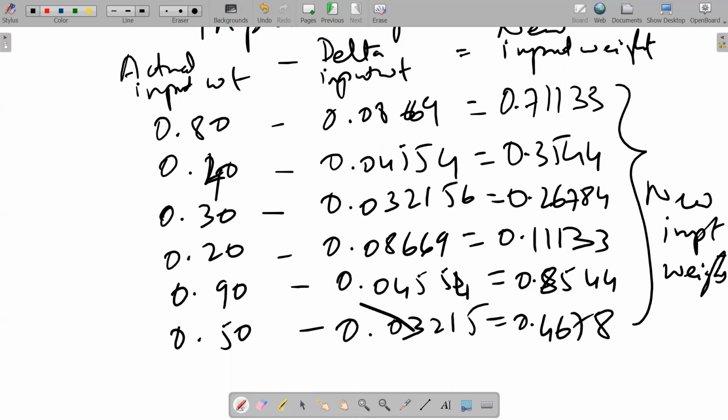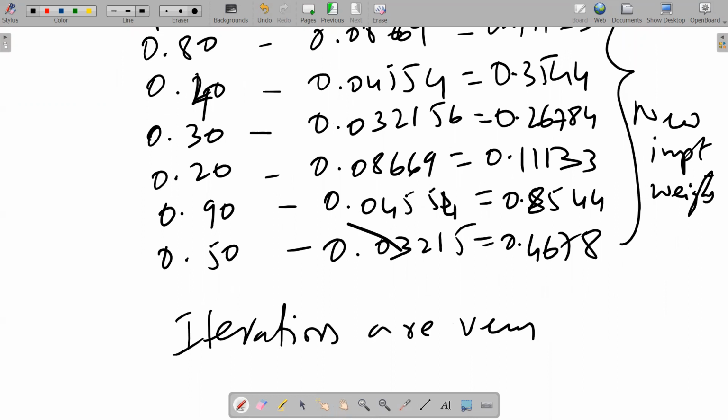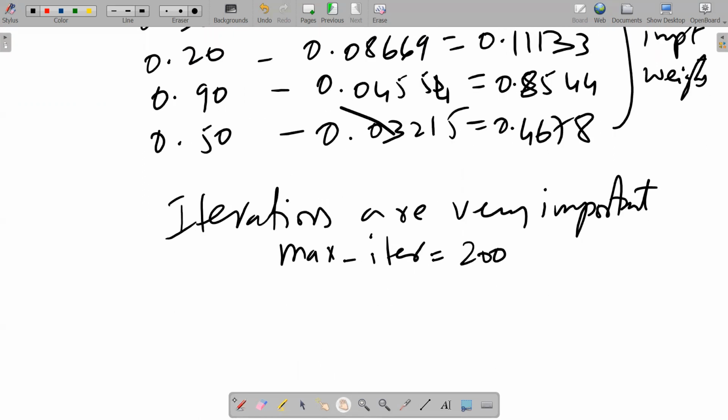So when you are looking at neural networks, the iterations are very important. How many times should it try to correct? I think in this, max iteration is 200. MLP, multi-layer perceptron: the scientific name of neural networks is multi-layer perceptron.